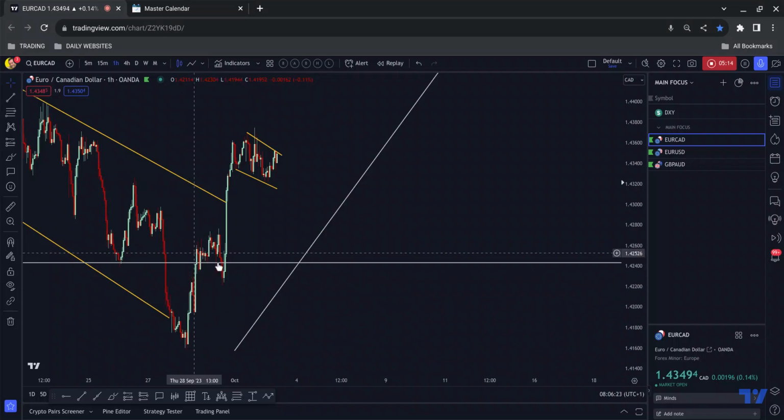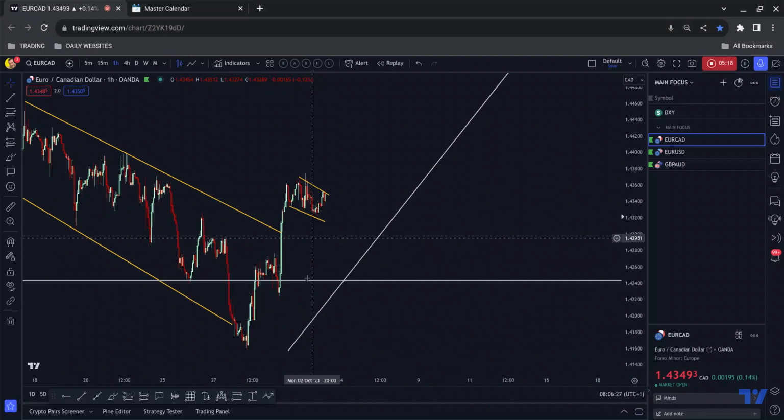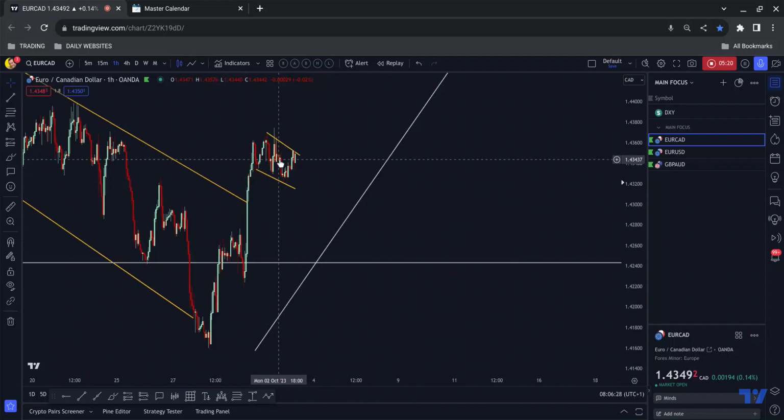We then get the impulse, correction, continuation, and then we break this structure impulsively and we form a correction afterwards. Okay, so this is pretty much as textbook as it gets when it comes to the Falcon strategy, which is what I'm trading.